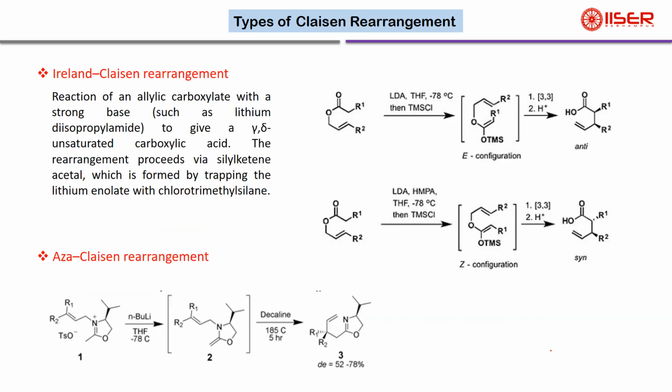Okay. The next one is Ireland-Claisen. When you use an allylic carboxylate with a strong base to give a gamma,delta-unsaturated carboxylic acid, the rearrangement proceeds via a silyl ketene acetal, which is formed by trapping the lithium enolate with chlorotrimethylsilane.